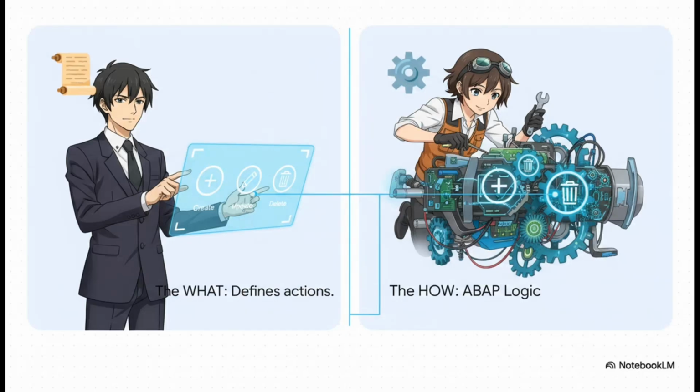Now, this is a super important point, and it trips a lot of people up at first. The difference between a behavior definition and its implementation. The definition is just the rules. It just states what is allowed. Can a user create data? Can they update it, delete it? Will we use draft mode? It's all about the what. The implementation, which we'll get to in a sec, is the how. That's the actual ABAP code that makes sure everyone follows those rules.